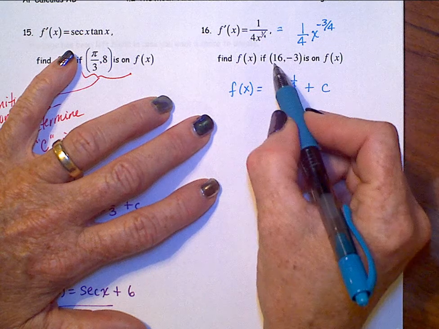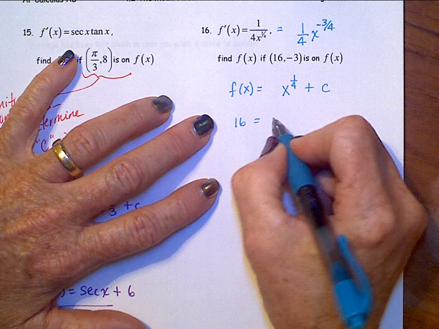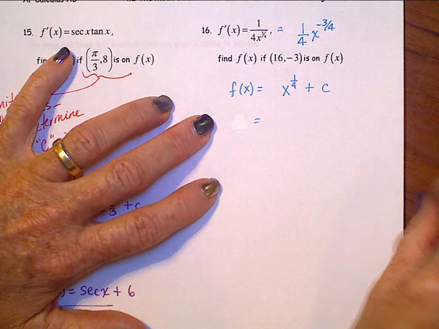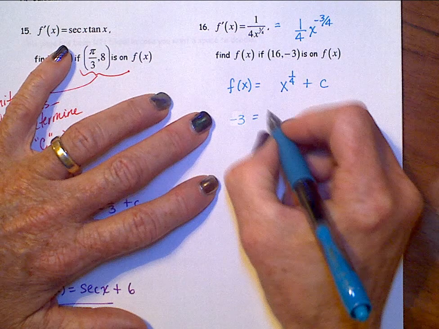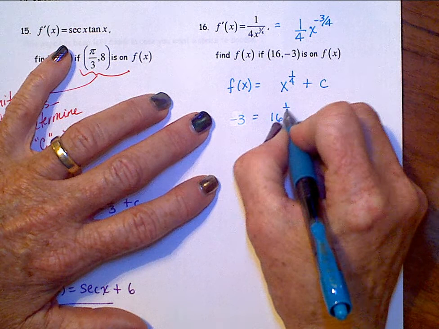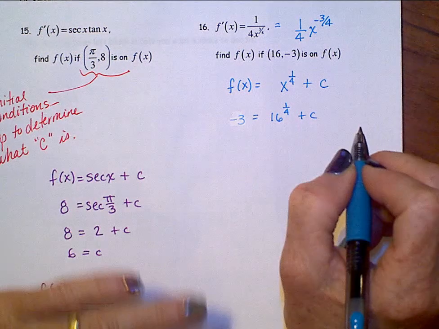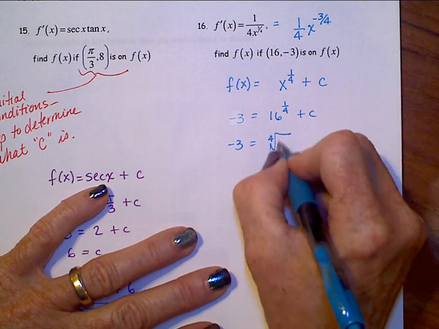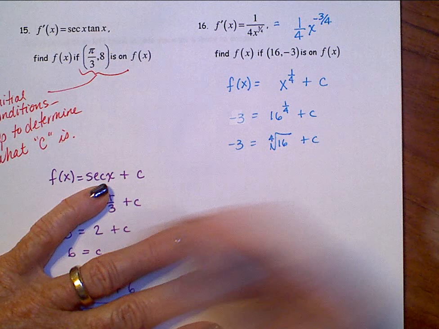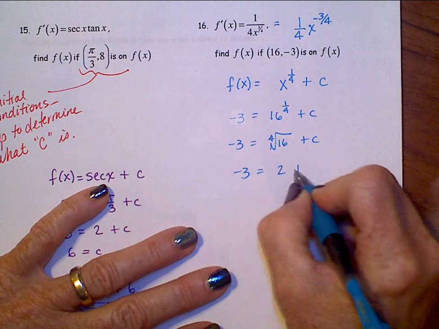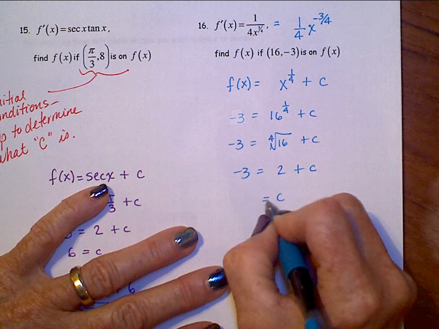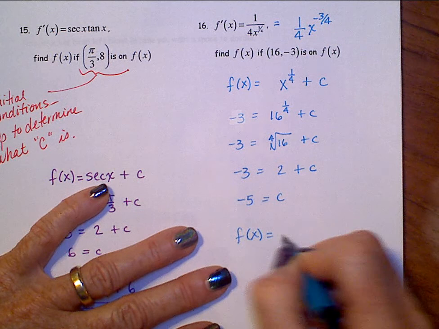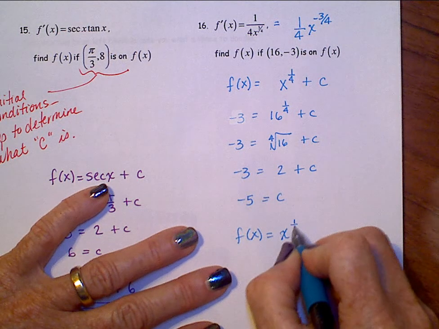Then let's just fill in this information. Negative 3 equals 16 to the 1/4 plus c. 16 to the 1/4 is the 4th root of 16, which is 2, which means c is negative 5. And our function here, f of x, is then x to the 1/4 minus 5.